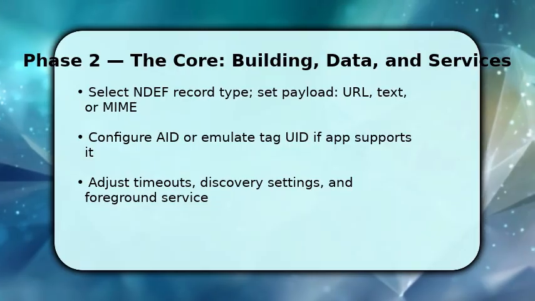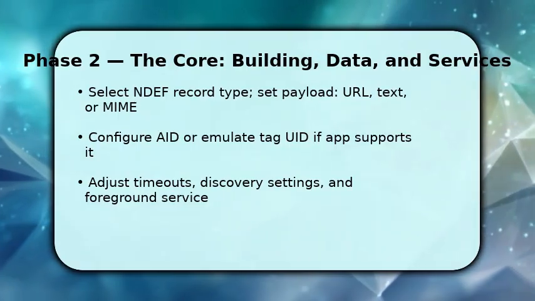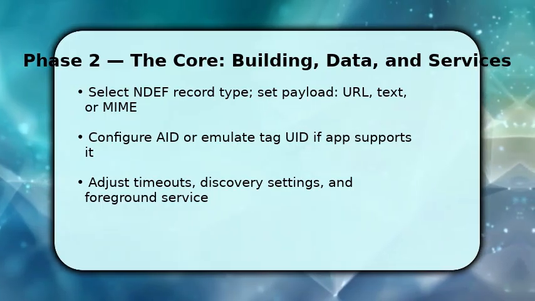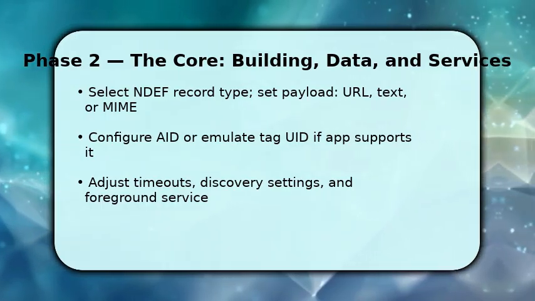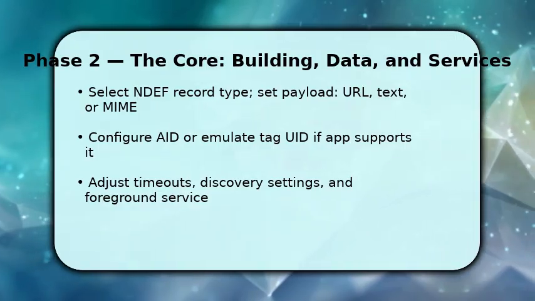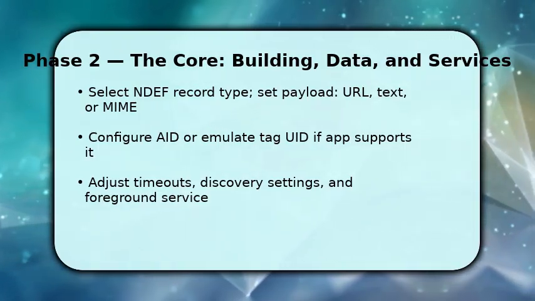Next, open the app and build the exact payload you need. Pick NDEF URL for web links, text for notes, or MIME for app-specific data. Configure the application ID or emulated UID only if your target reader requires it. This is why HCE matters.